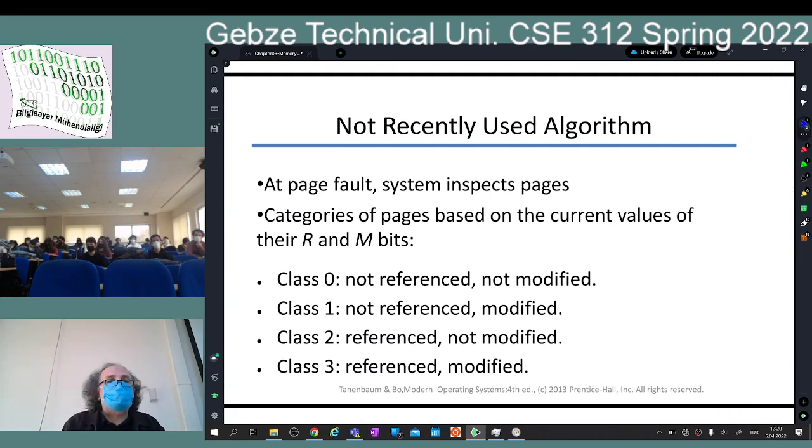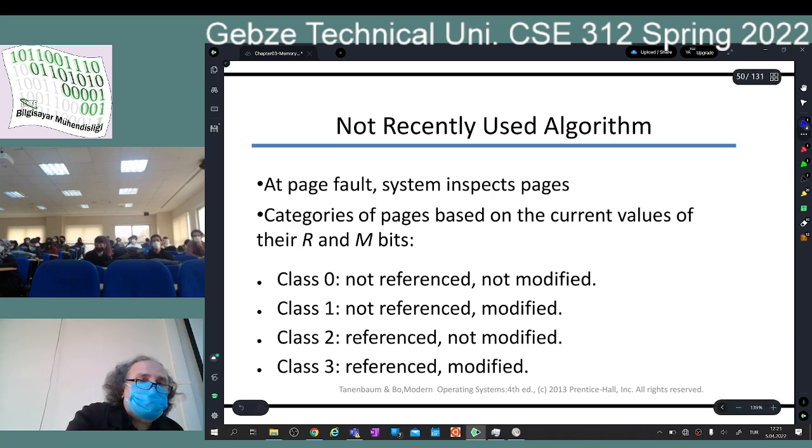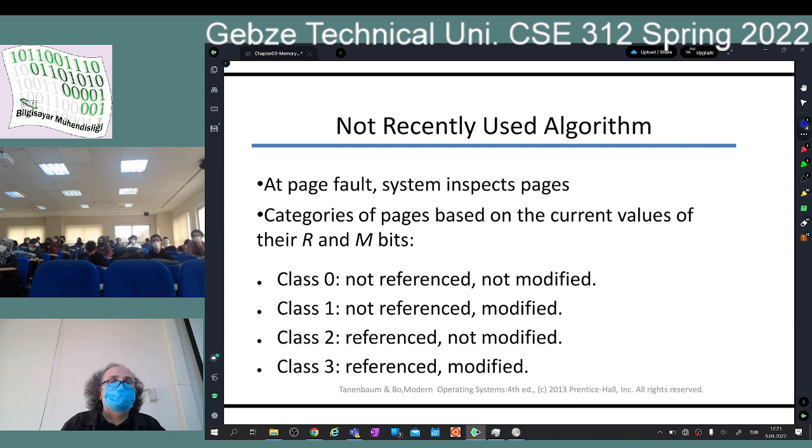The first one that we are going to look at is the simplest one, the not recently used algorithm. Okay? At a page fault, which means I need to replace one of the pages, I am checking this. For each page entry in my page table, I look at the R and M bits, and I group my pages into 4 classes.